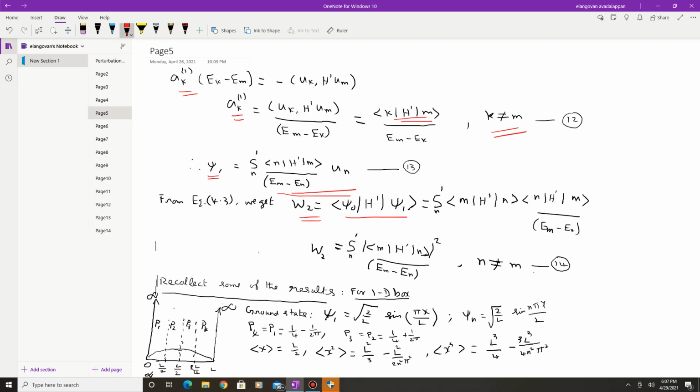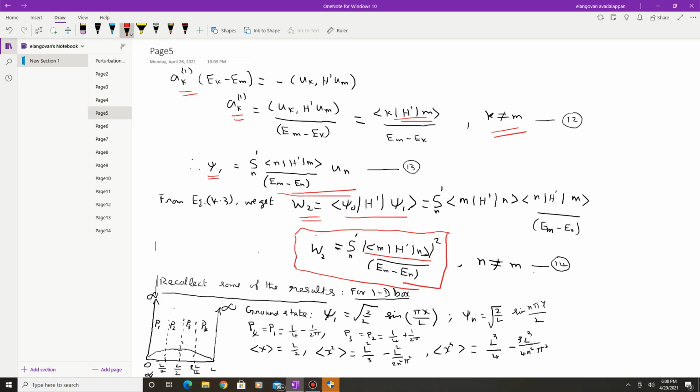Then this is your w2. Now this is m h prime n and this is n h prime m. So one term is the conjugate of the other. So you combine these two, you can write the modulus of m h prime n whole square divided by em minus en. Here n should not be equal to m. So the prime indicates n should not be equal to m. This is the second order energy correction, the second order correction to the energy. So this is equation 14.